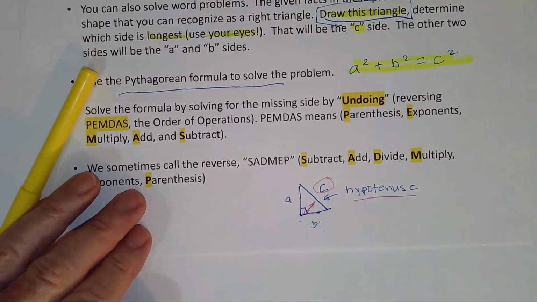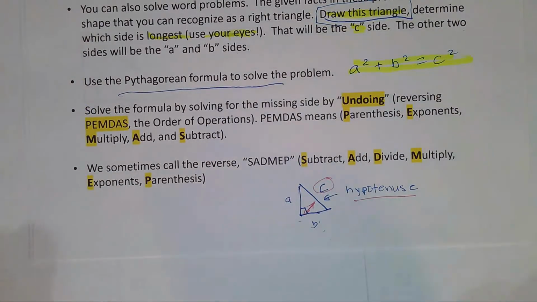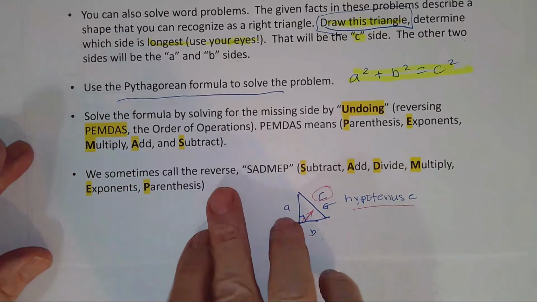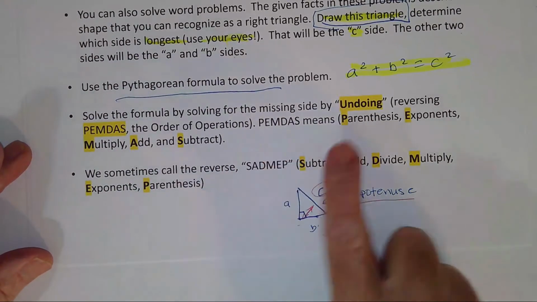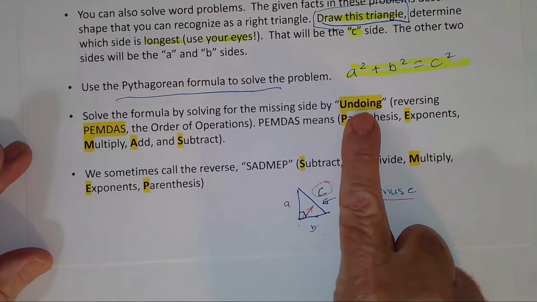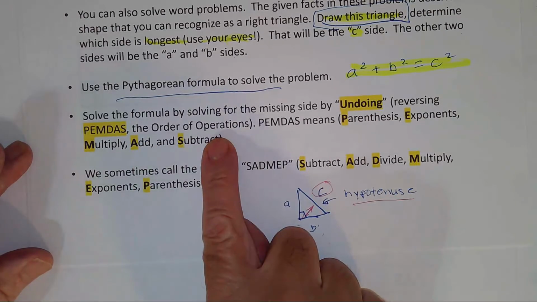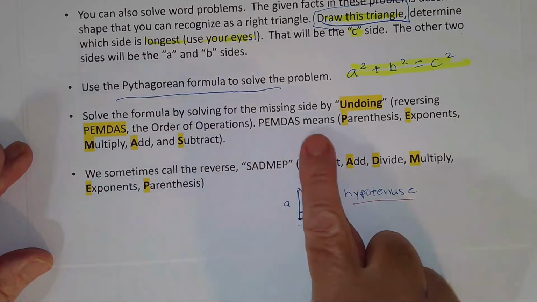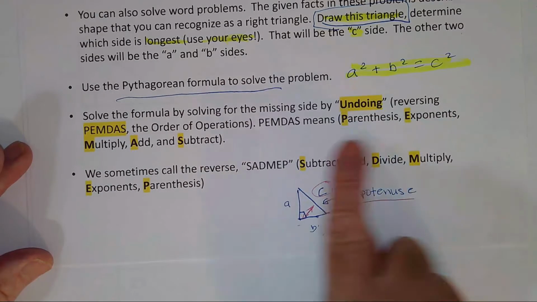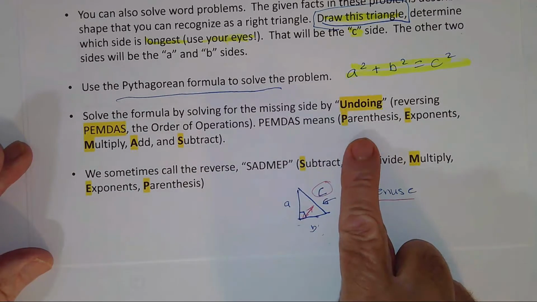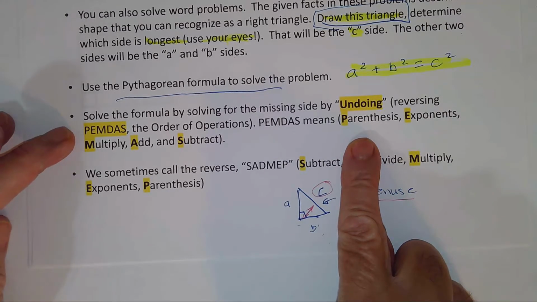All right. So let's look at how you would do that. You solve the formula by undoing, and that's the reverse of PEMDAS. You remember PEMDAS is the order of operations. That's old middle school. I've written it out, and you can see I've highlighted the first letters because that's what makes up the acronym PEMDAS: parentheses, exponents, multiply, divide, add, and subtract.